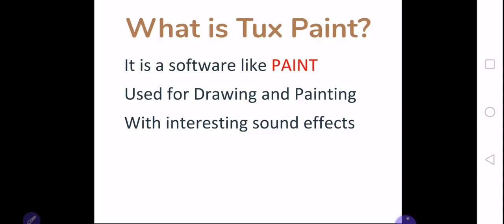What is Tux Paint? Basically, it is a software similar to Paint, just like all of you have used Paint. It is used for drawing, coloring, lines, shapes, paintings. Similarly, Tux Paint is also used for drawing and painting. It has an additional feature, which is some special sound effects when you select different tools, or when you draw or erase. It has some other additional features as well, which we will study in this chapter.